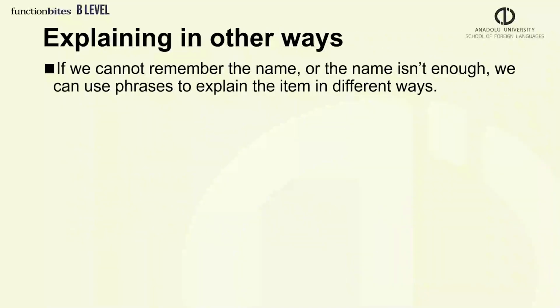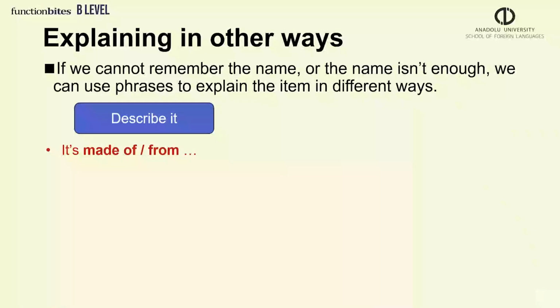If we cannot remember the name, or the name isn't enough, we can use phrases to explain the item in different ways. We can describe it by saying what it is made of or made from. Paper is made from wood. My desk is made of wood. We can also use adjectives. It's a large wooden box.